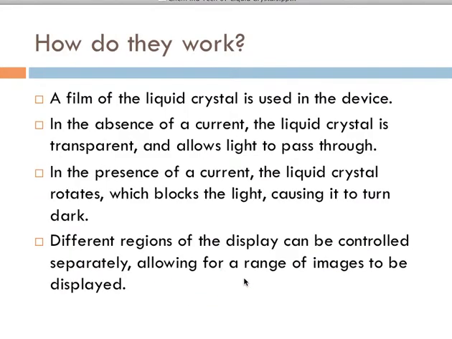Okay, so how do they work? They have a film of the liquid crystal substances used in the device. In the absence of a current, the liquid crystal is transparent and light can pass through it. In the presence of a current, the liquid crystal rotates. This blocks the light and it causes it to turn dark. Interestingly, different regions of the display can be controlled separately, and those allow for a range of images to be displayed.